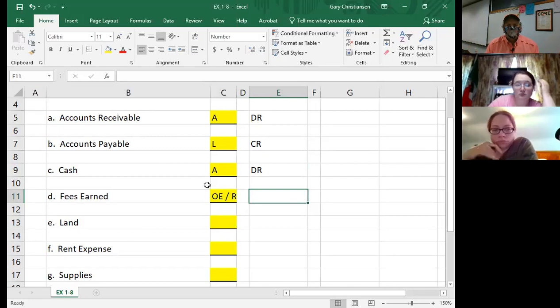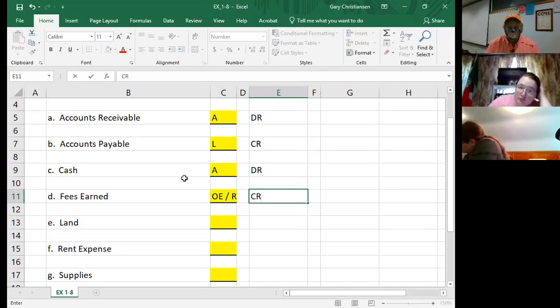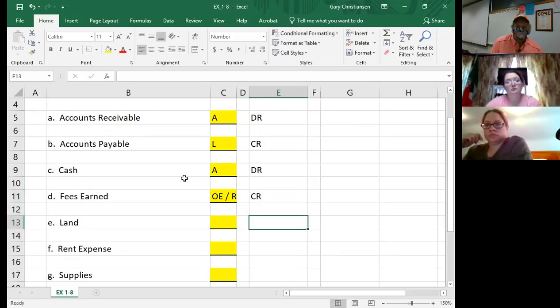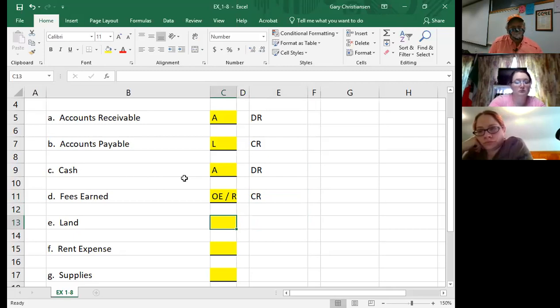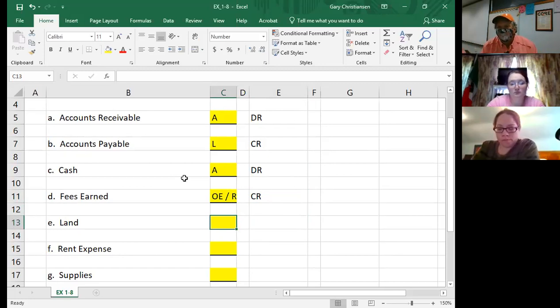Now, fees earned has a normal credit balance. A revenue account has a normal credit balance. Land, again, is something that we own. Now, there may be a bank loan on it, there may be a mortgage on it, but we still hold title. You know, when people say, "Yeah, I bought a new truck, but the bank owns it." No, you own it. The bank has a lien on it.